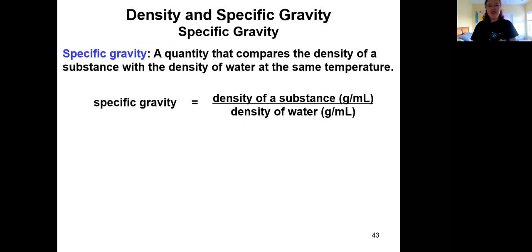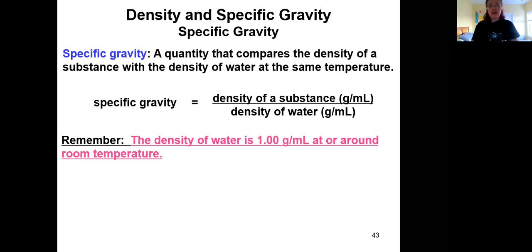Specific gravity, this is going to be what I call a gimme problem. A gimme problem is one that's so simple you won't have to think about it at all when you do the problem. And here's the neat thing about specific gravity. It's a quantity that compares the density of a substance with the density of water at the same temperature. And since we're just going to use a general value for the density of water as 1, then the specific gravity will be the same as the density of the substance. The only thing that changes is it won't have any units.